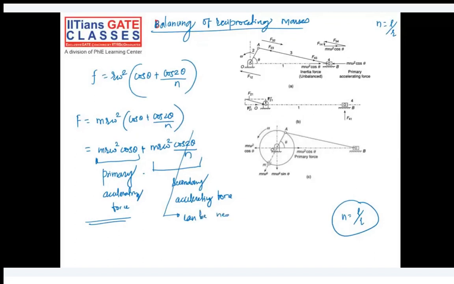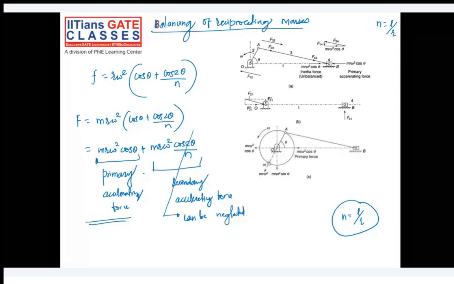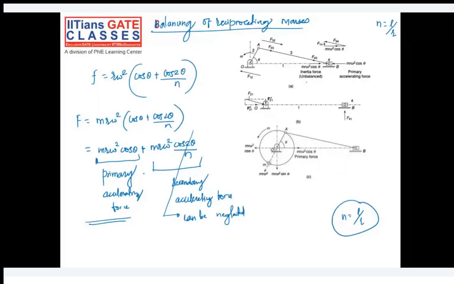Okay, so try to understand the situation here. We have a piston which is moving, and the inertia force will be the same, mr omega square. Okay, look at the figure. I'm talking about figure A here. The crank is rotating in counterclockwise direction, it will move the piston towards the left, so the inertia force will be in the right hand direction, that is mr omega square cos of theta, which is an unbalanced force now. And we have to balance this.